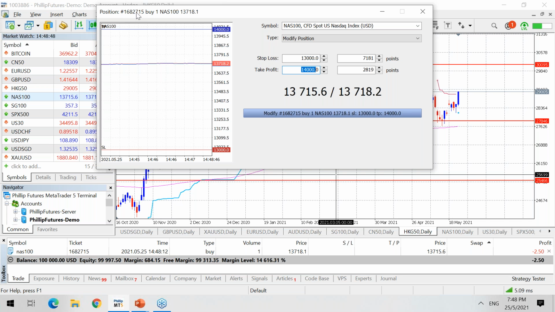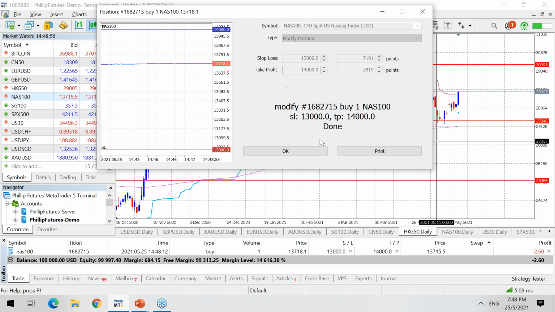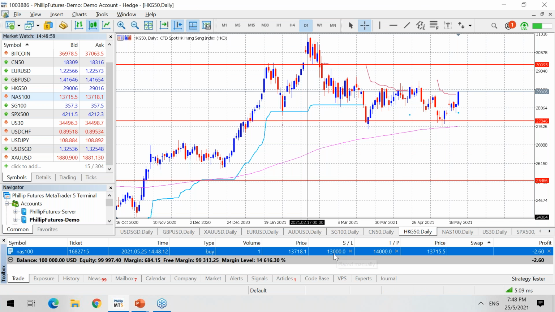Take note that every position you have is by the order ID. So you can specifically close out the order ID that you want. Let's just do modify over here. As you can see, I've set the stop loss at 13,000 and the take profit at 14,000 over here, right? And now you can actually go to sleep or do other things while the order is working for you.